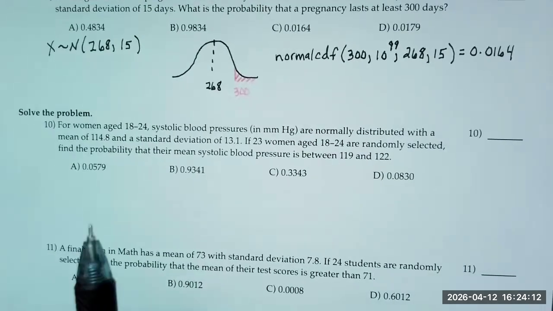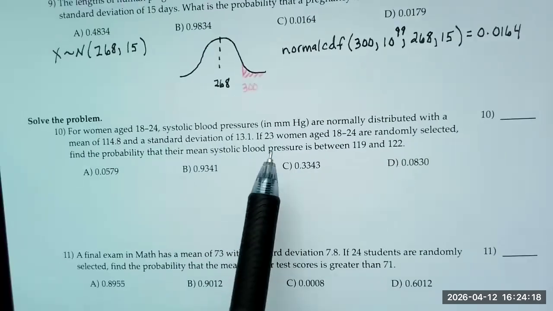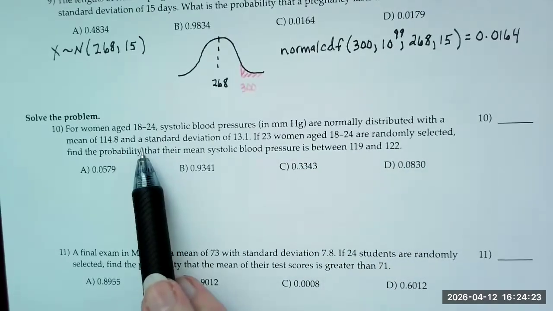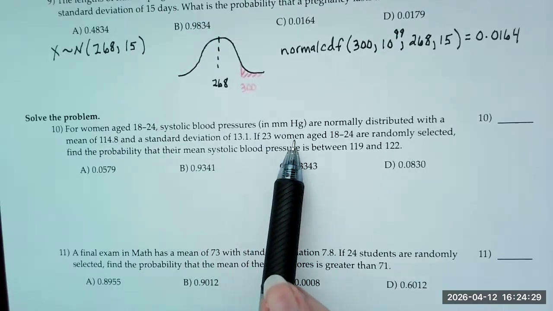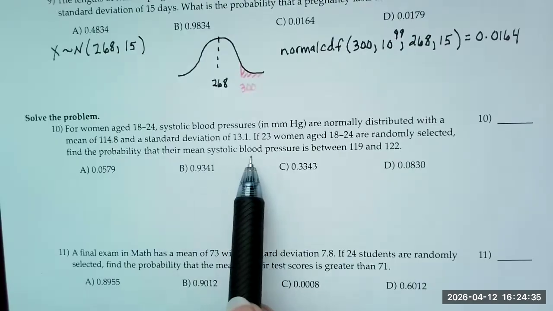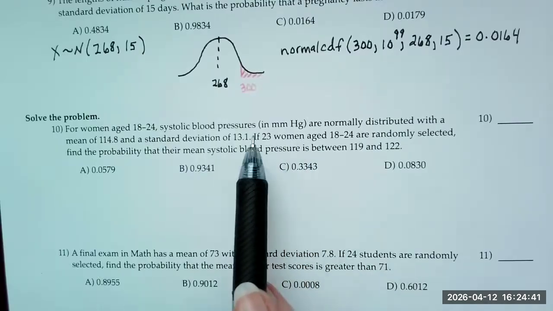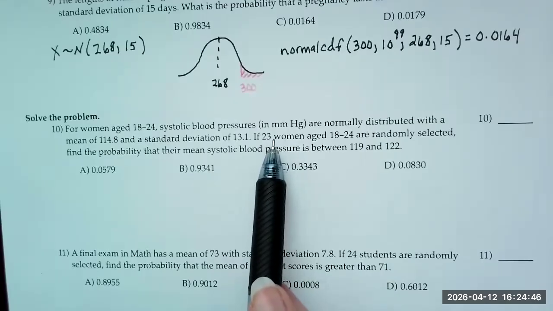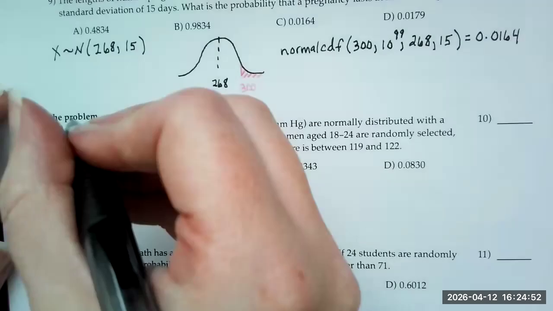Number 10. For women aged 18 through 24, systolic blood pressures, these are units for blood pressure, are normally distributed with a mean of 114.8 and a standard deviation of 13.1. If 23 women aged 18 through 24 are randomly selected, find the probability that their mean systolic blood pressure is between 119 and 122. So they're giving us a sample this time. And I'm worried because it's not 30 or greater that I would normally need for central limit theorem, except that it told us that it's normally distributed. So we're okay. I can still use my central limit theorem.